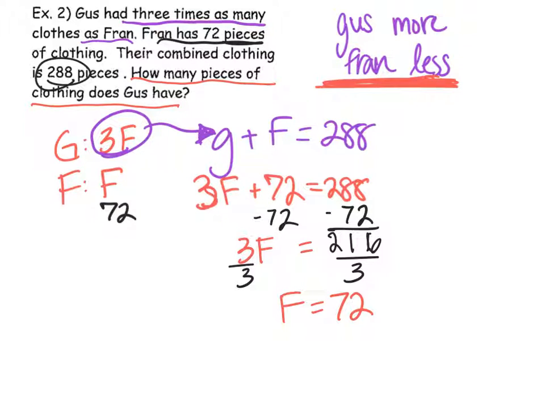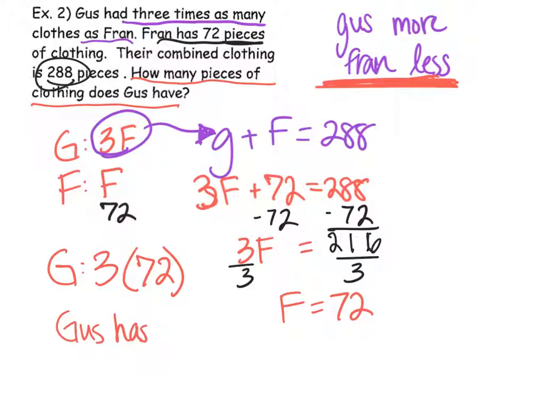Fran has 72. Gus has 3 times Fran. 3 times F, 3 times 72. 72 plus 72 plus 72. What did you guys say?